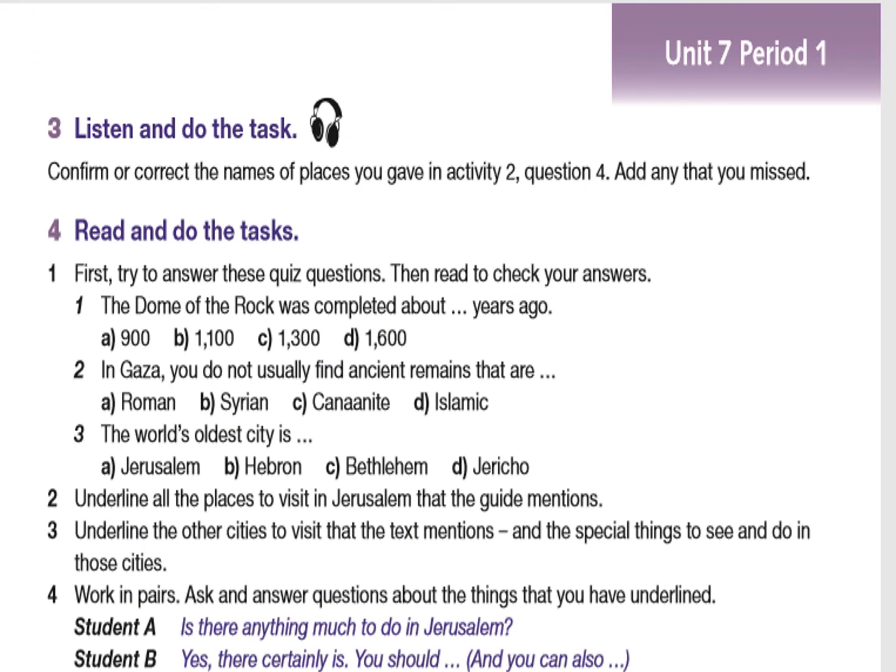Okay, my lovely students, let's go to activity 4, read and do the task. We have four parts in this activity. We will do each one alone. At part 1, first try to answer these quiz questions, then read to check your answers. Now you have 2 minutes in order to prepare this activity. Okay, start.